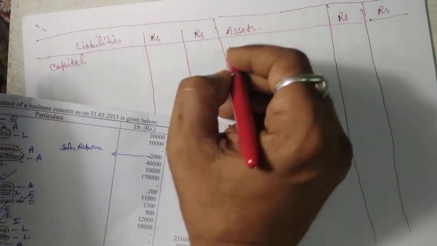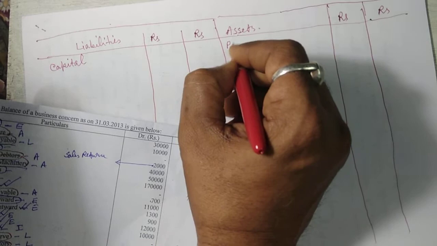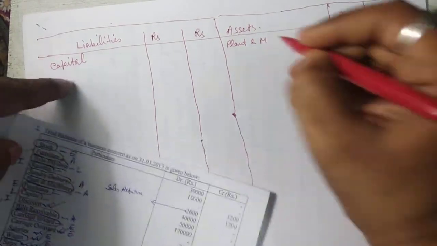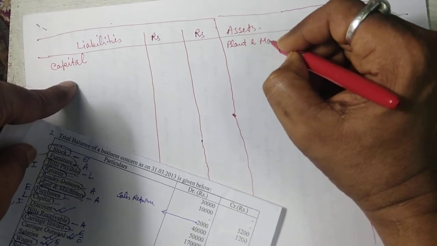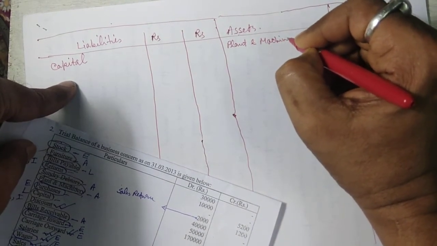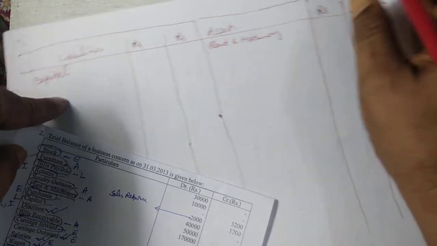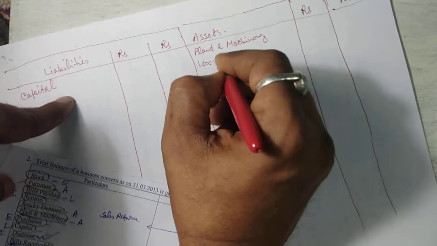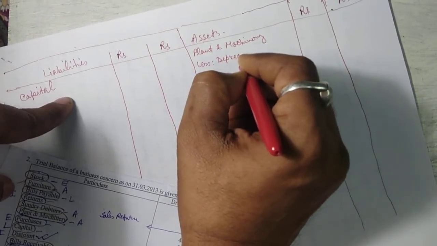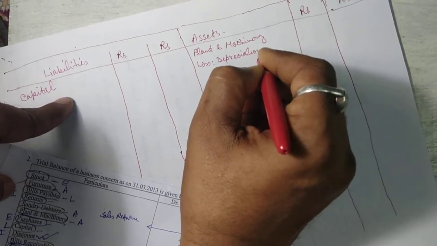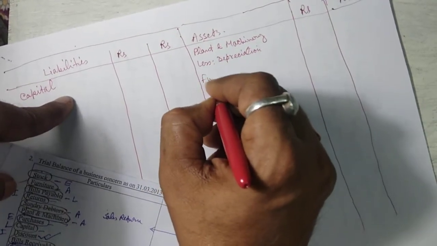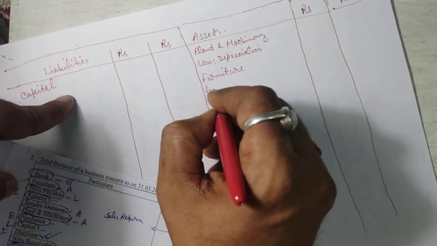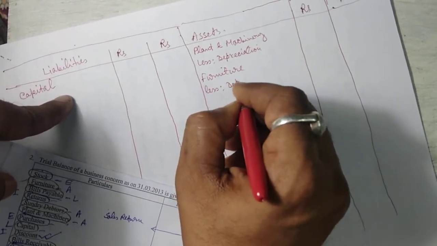We should write at first plant and machinery, less depreciation. Then furniture, less depreciation.